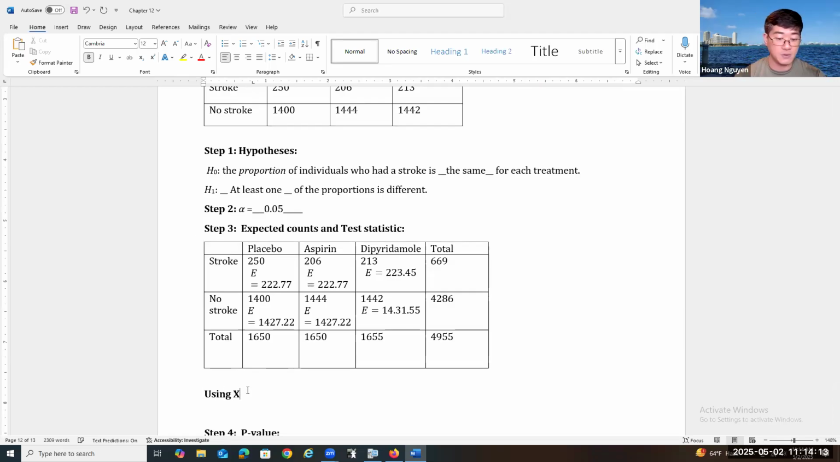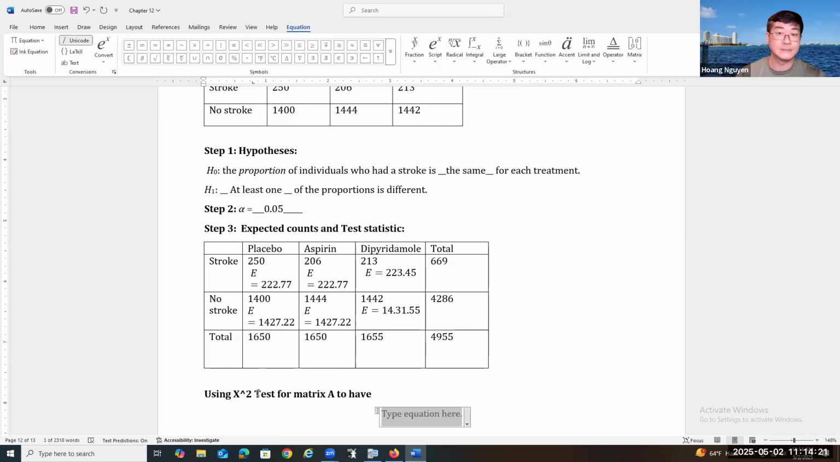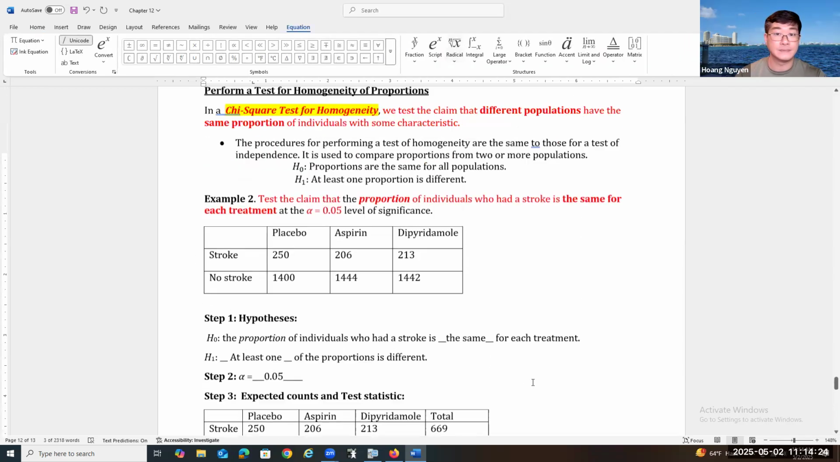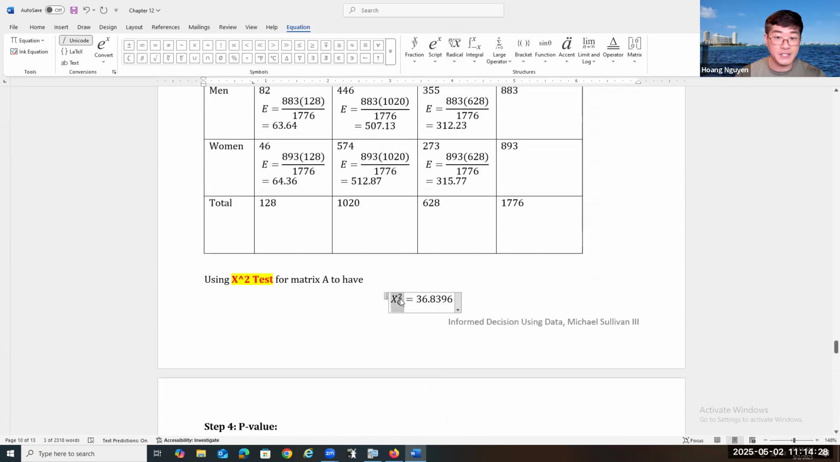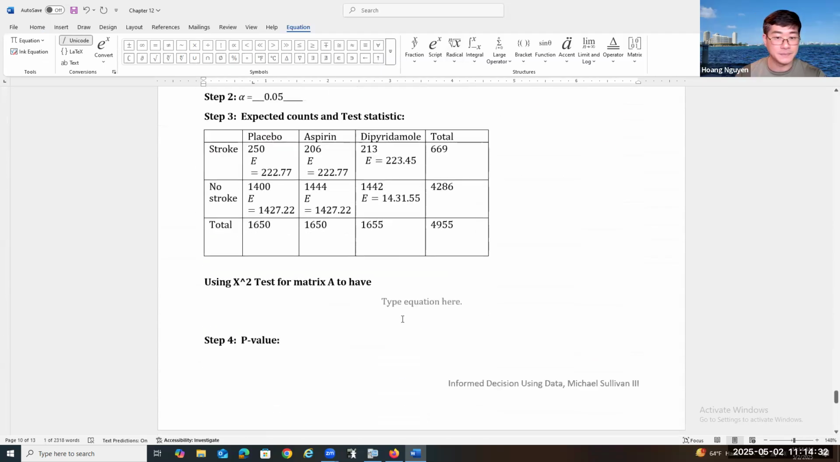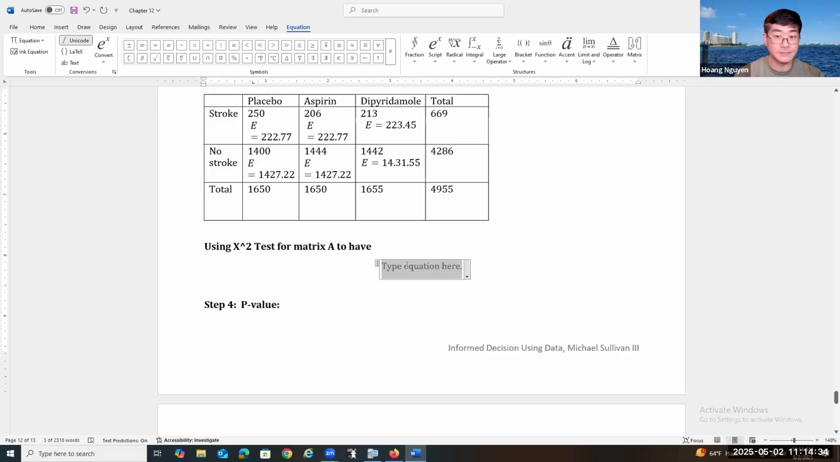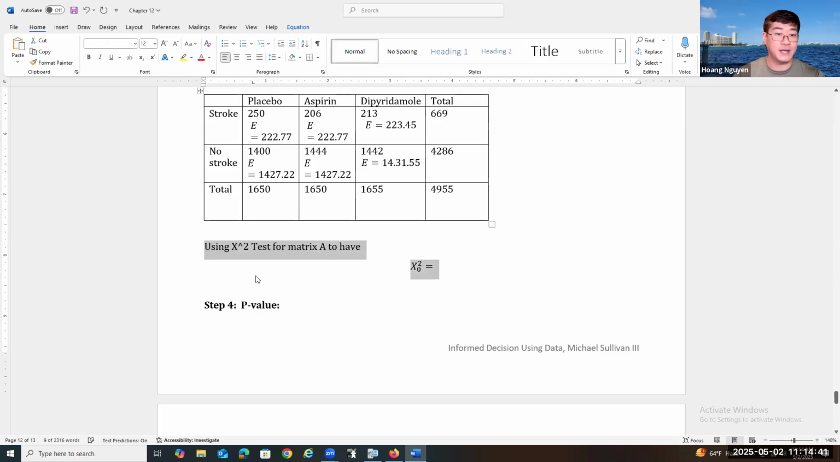So using the chi-square test for matrix A, I'm going to use in this notation then chi-square sub 0. Okay, so now we're going to use in this test right here, the chi-square test.